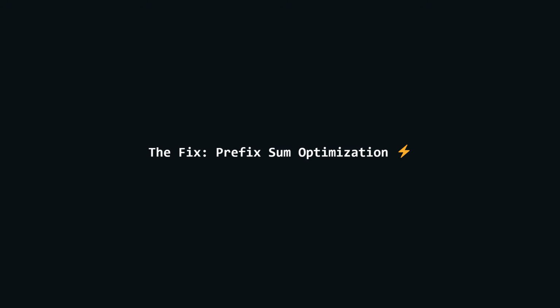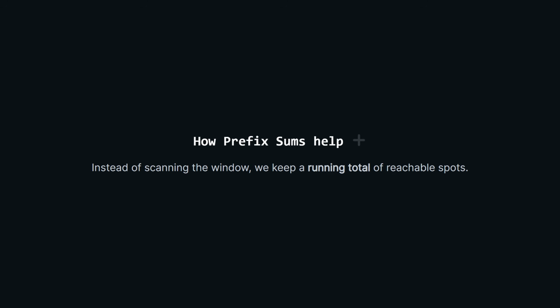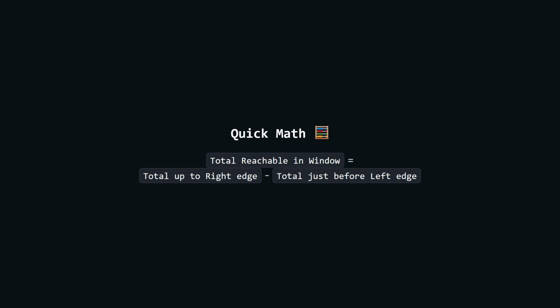We use something called a prefix sum optimization. Instead of manually looking back and checking every spot in the window one by one, we keep a running total of how many spots we've successfully reached so far. With a running total, we can instantly find out how many reachable spots are inside our specific window.